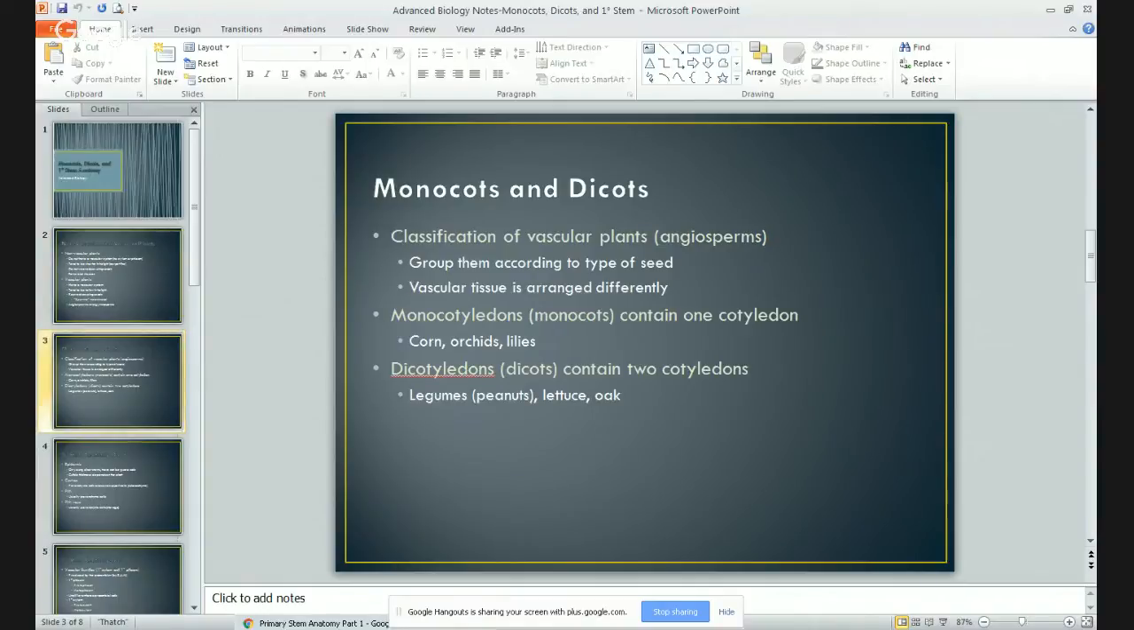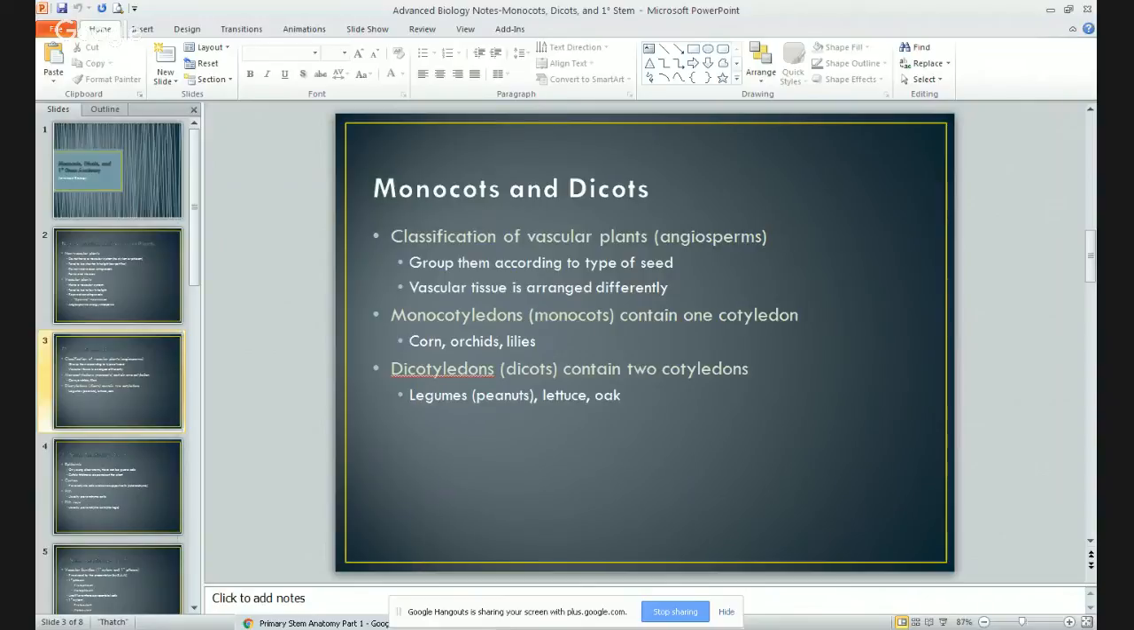Okay, so we're going to look specifically at your vascular plants because this is going to be the difference between your monocots and your dicots. Within your angiosperms, you're going to get monocots and dicots. Your gymnosperms are not classified into monocots and dicots. The way that you differentiate your angiosperms is dependent on what type of seed they have.